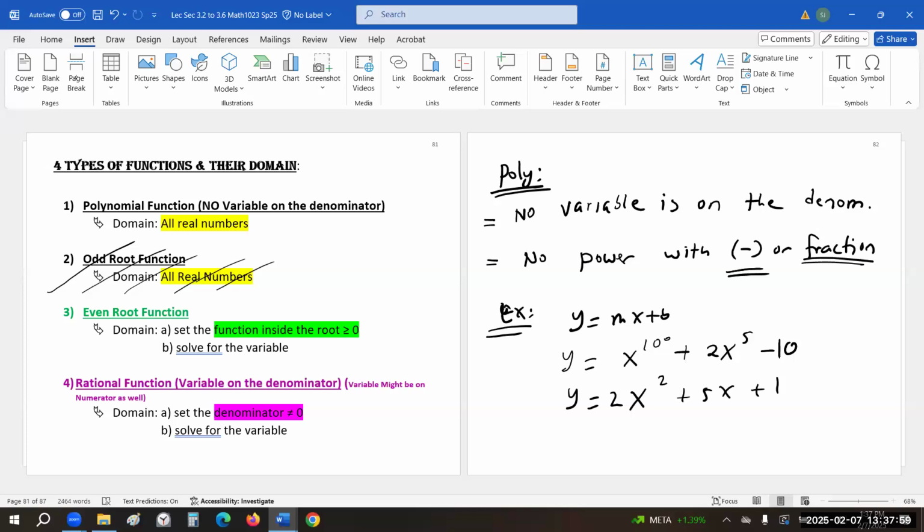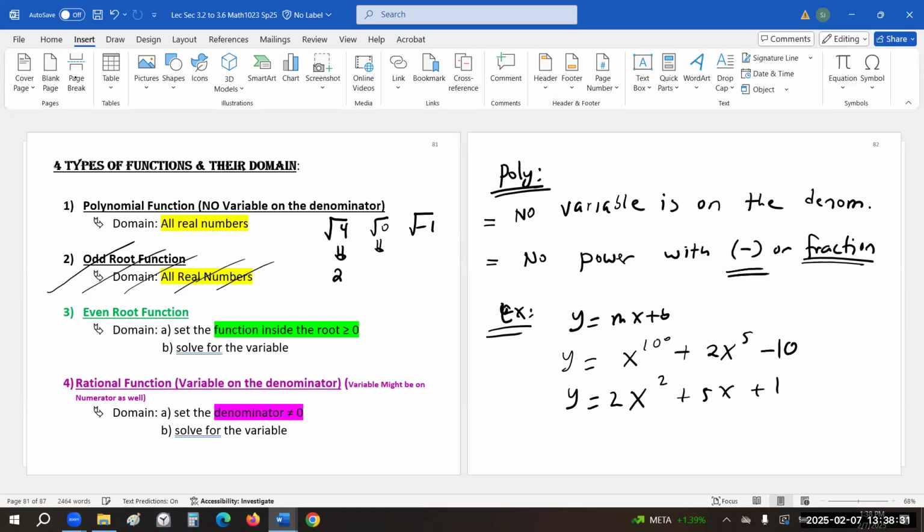Now our problem starts when you go to the second type of function. The second type of function is the even root function. And whenever you're dealing with even roots, we bump into some problems. For example, here, even root of 4, even root of 0, and even root of -1. Do you know what the even root of 4 is? Like the square root of 4? The square root of 4 is 2.